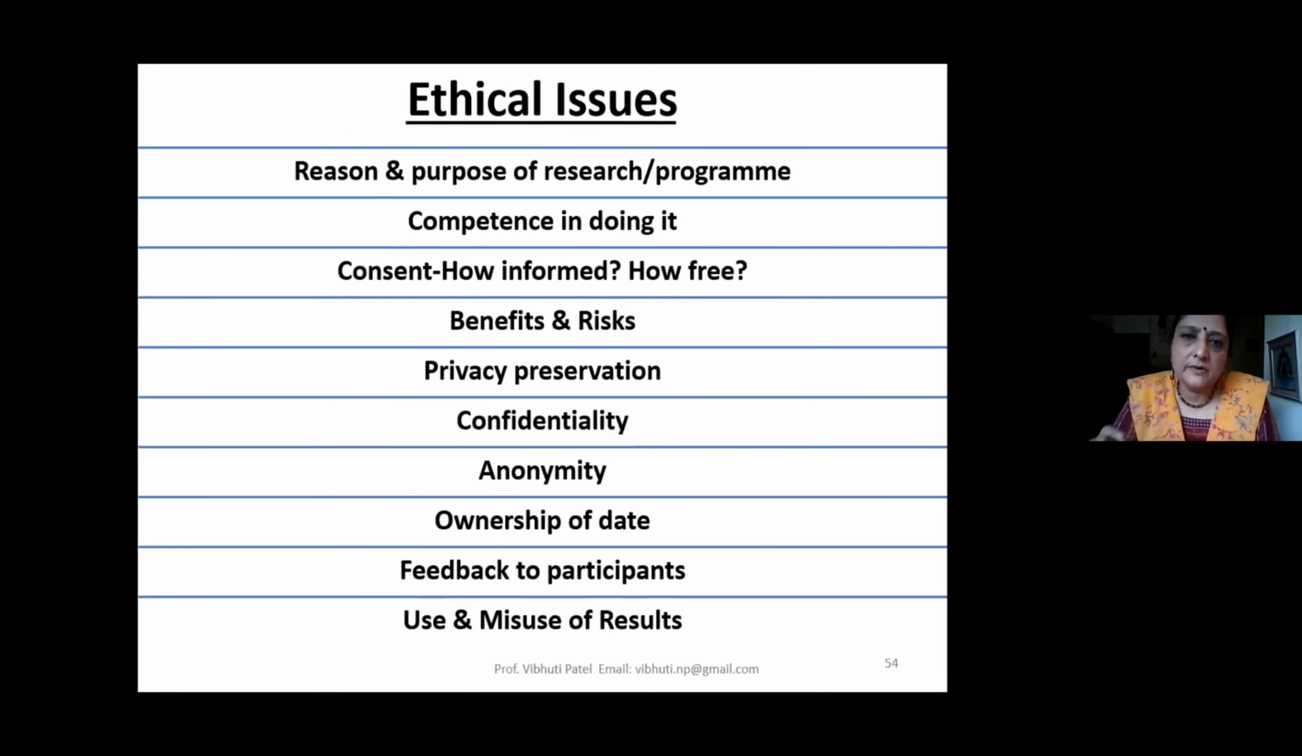Each and every university has its own ethical guideline and standard operating procedure, SOP, for research. So ask whether you are competent to do the research. You may do research on diabetes, but your degree is in MA sociology. Can you do that? You need to have in your research team someone who has knowledge in medicine or nursing. So competency is also very important.